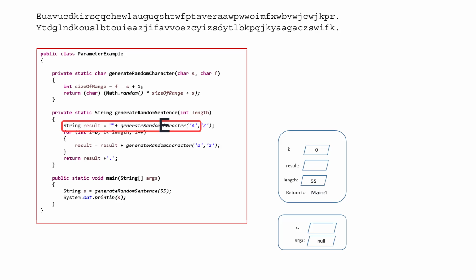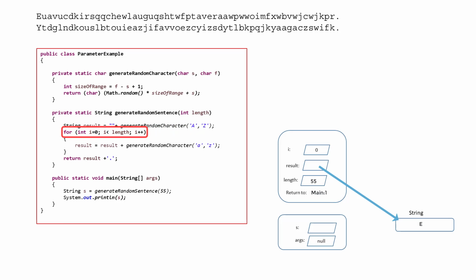So this statement is going to take that capital E that got returned to us and concatenate it with the empty string. That will create a string that has the capital E in it, and it's going to store that in result. So result will be a reference pointing at that string. This loop is going to make the stuff that happens inside of it happen length times, and since length is 55, it's going to happen 55 times.